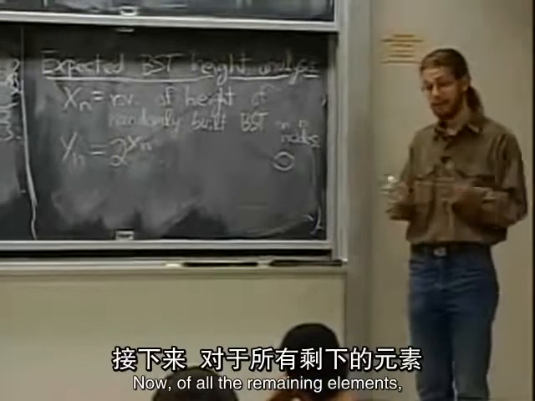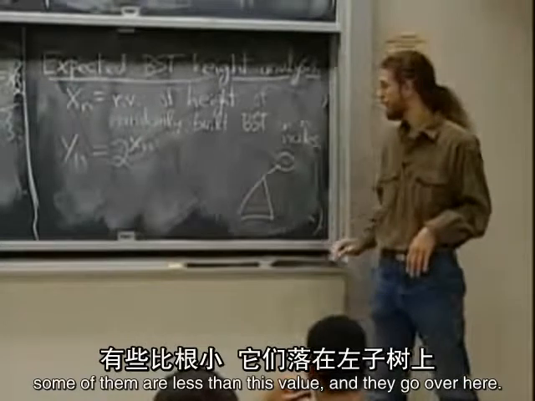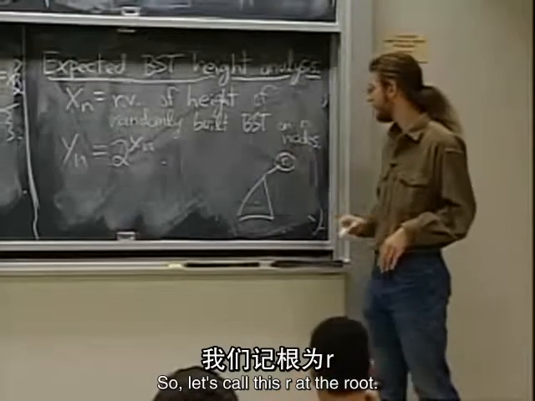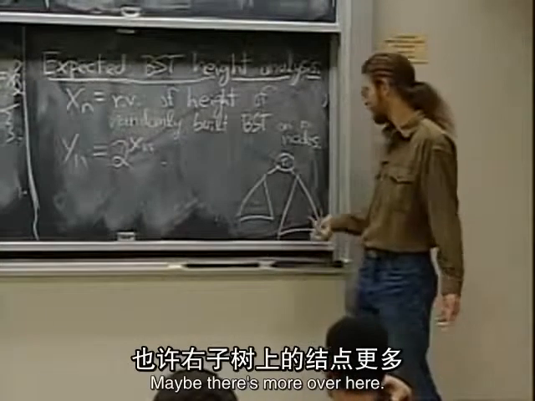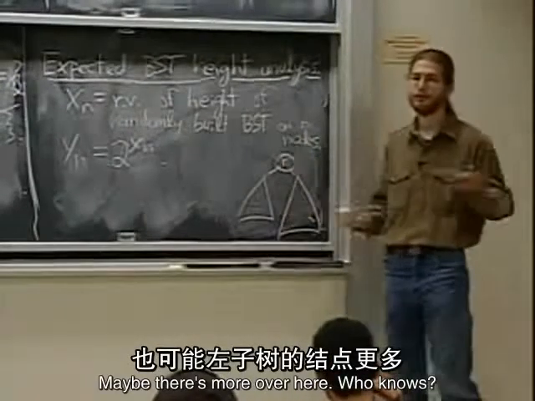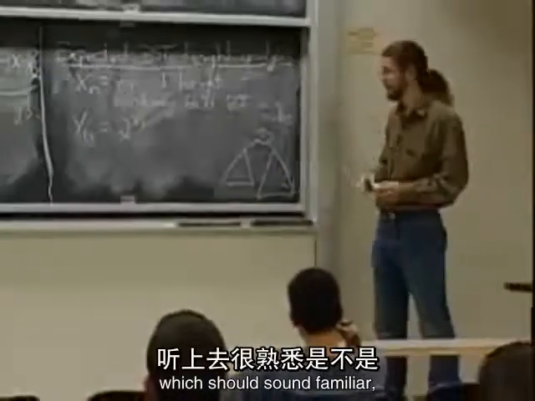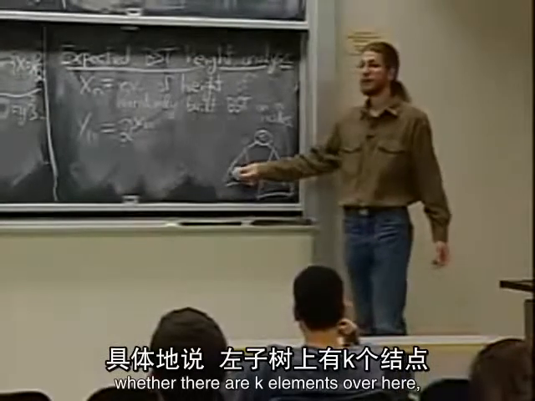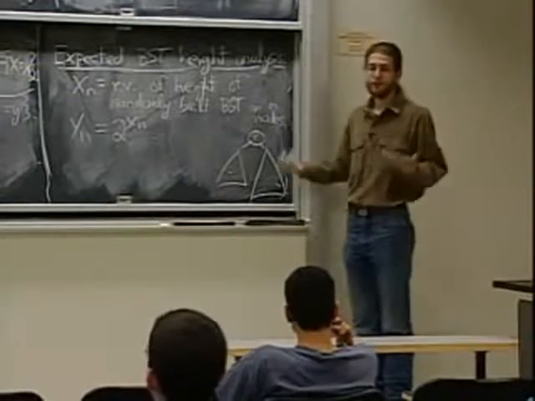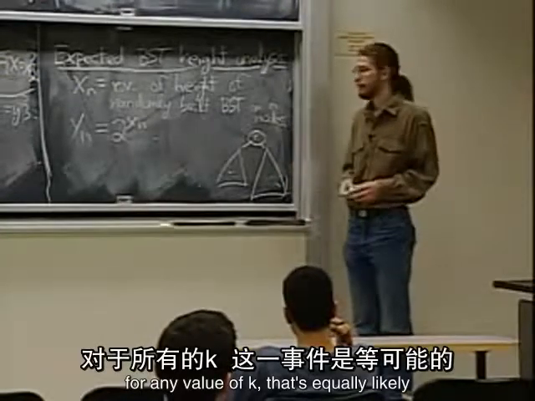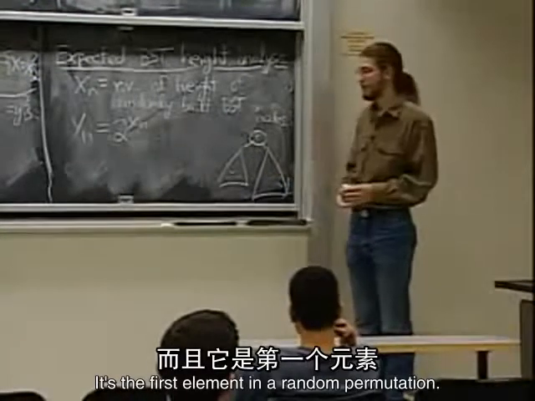Now, of all the remaining elements, some of them are less than this value, and they go over here. So let's call this r for the root. And some of them are greater than r, so they go over here. Maybe there's more over here, maybe there's more over here. Who knows? Arbitrary partition. In fact, uniformly random partition, which should sound familiar. Whether there are k elements over here and n minus k minus 1 elements over here is, for any value of k, equally likely, because this is chosen uniformly. The root is chosen uniformly. It's the first element in a random permutation.